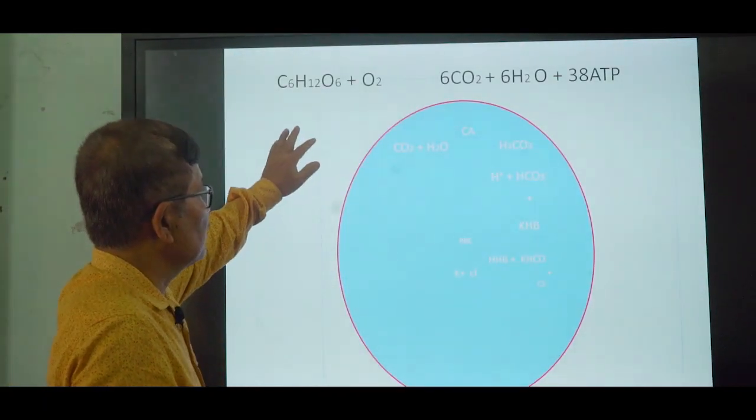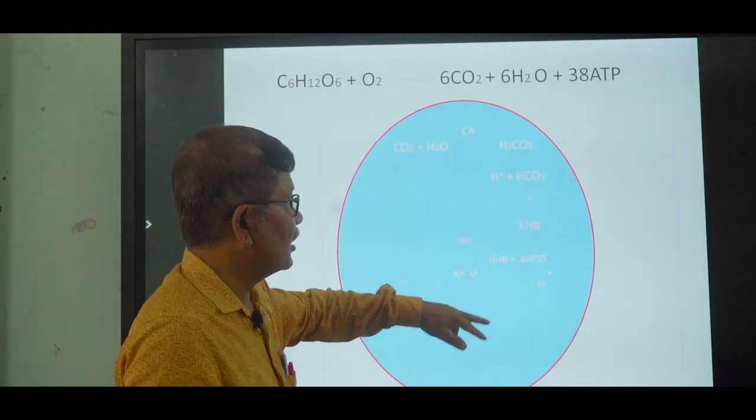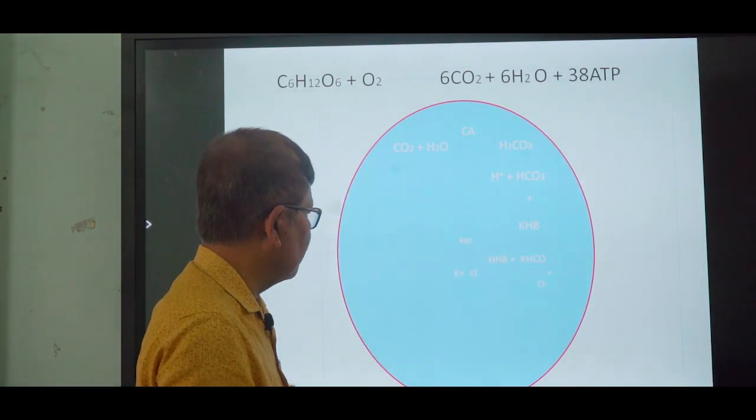So this is the transportation of carbon dioxide. In this, acid base balance occurs. Sometimes acid is formed and sometimes base is formed here.